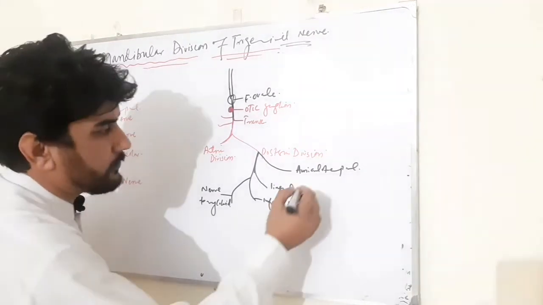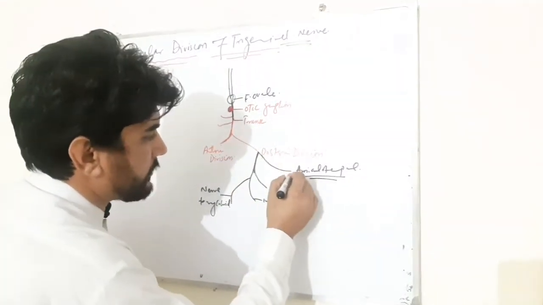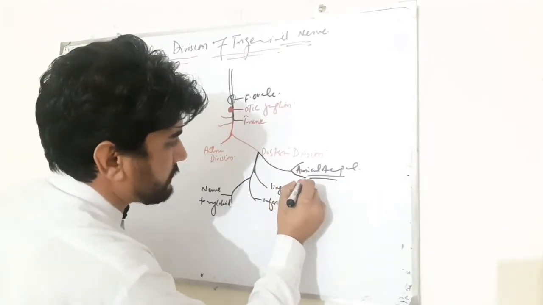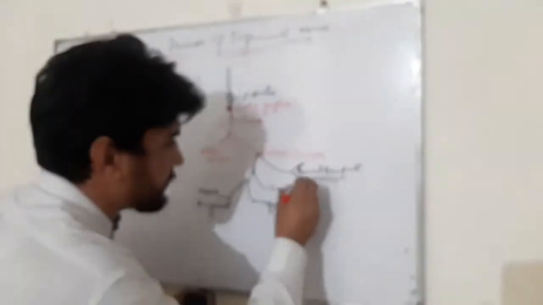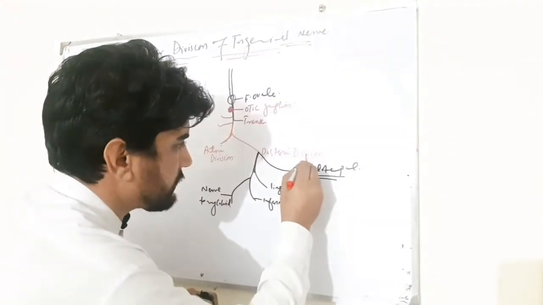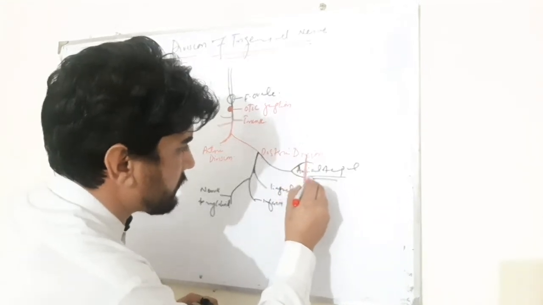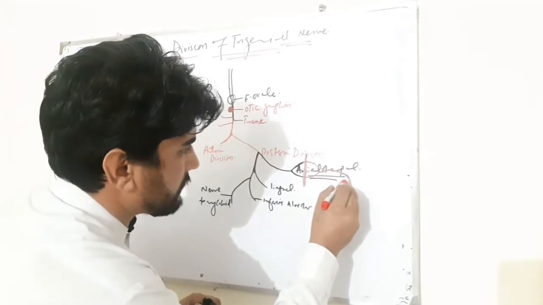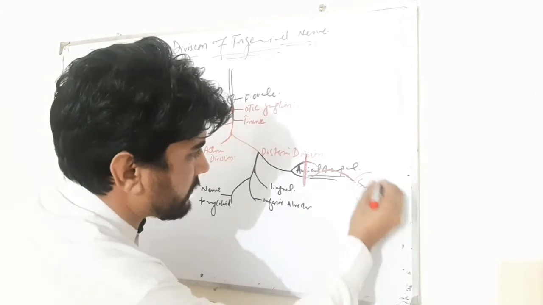The auriculotemporal nerve, when it comes out, splits, and one part goes anterior and the other posterior to the middle meningeal artery. The middle meningeal artery is between them, and when they come out, they get united and form one trunk and carry supply to the parotid gland.